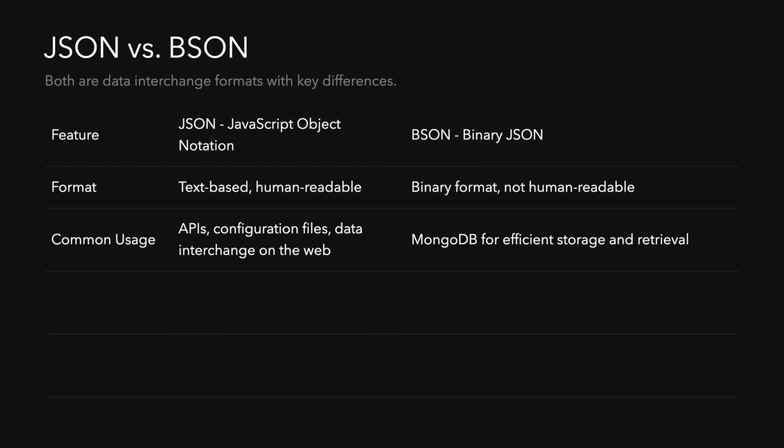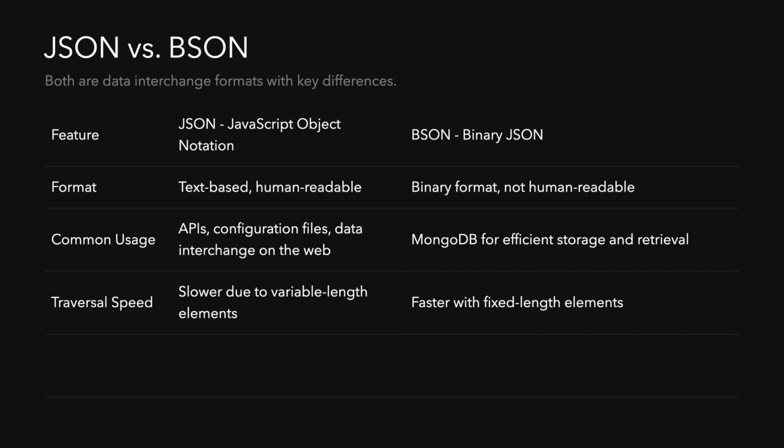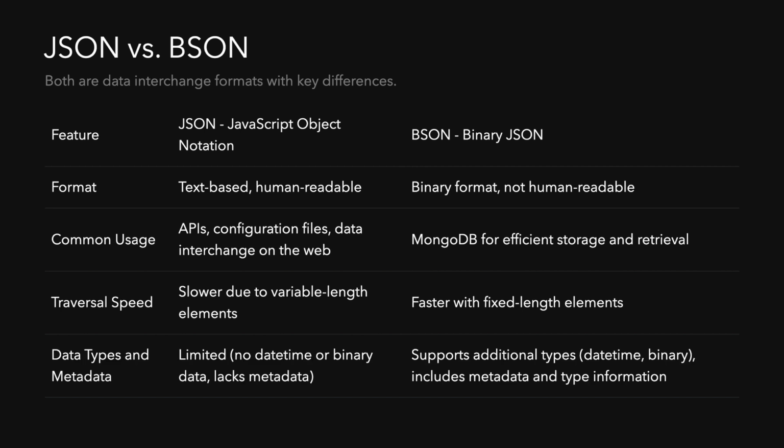In MongoDB we're using BSON, and it's for efficient storage and retrieval. And about speed, BSON is faster than JSON because the length of the elements is fixed, and this is the main key difference. And of course we have more data types, and we have more metadata, but you can go deeper in the official MongoDB docs, where there's a section about JSON and BSON.